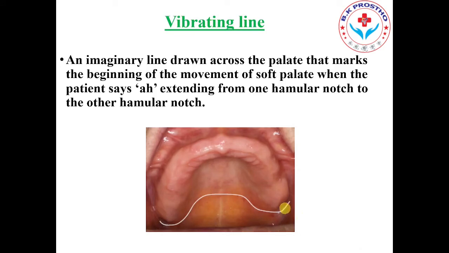Vibrating line posteriorly, this is for marking the post dam area. It is an imaginary line drawn across the palate that marks the movement of the soft palate when the patient says the R sound. This line extends from the hamular notch across the palate toward the opposing hamular notch. So we must examine this vibrating line by asking the patient to perform the R sound. There is also another technique for the vibrating line, which is the Valsalva maneuver.